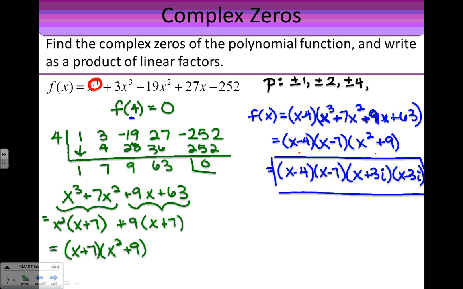And then I need to just list what my zeros are. So my zeros will be 4, negative 7, and positive negative 3i. 4 zeros, 4 linear factors.